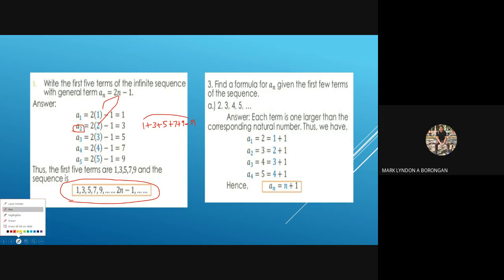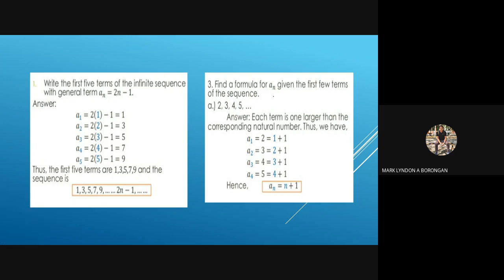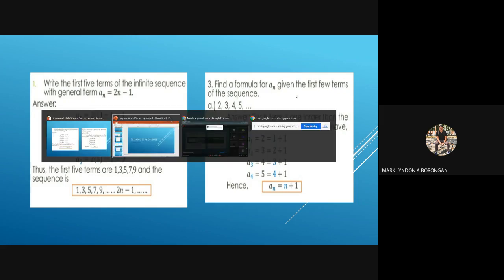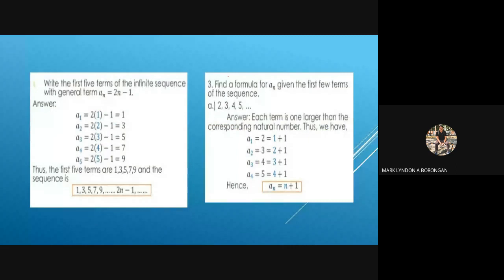Okay. So next example, you have there: find the formula for a sub n given the first few terms of the sequence. So we have 2, 3, 4, 5. Can you see that we have 2, 3, 4, 5? As you can see, the numbers are increasing. Its characteristic is increasing. So how much is the gap for each term, guys? Anybody?